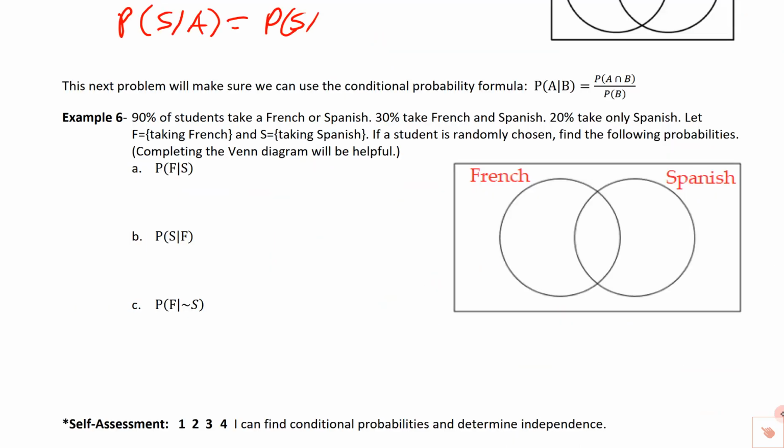So this last one, example number 6, this one kind of makes sure that you understand how that formula works, because there aren't numbers here. These are just probabilities. So would you read the problem and would you put those probabilities in place?